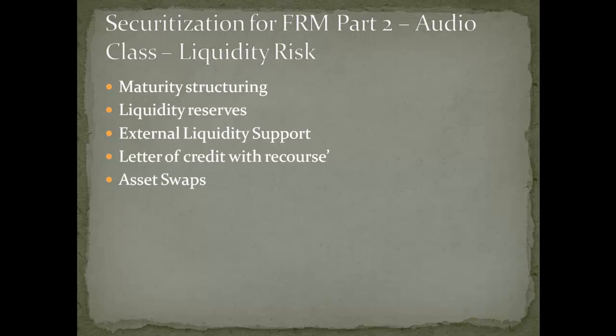Now, external support, which is the opposite of internal support, is obtained from outside, as the name suggests, and it's very similar to what we have been talking about, like the letter of credit or the swaps. Here we have the letter of credit with recourse that allows the SPV to draw a line of credit to continue to make promises to the investor. However, the originator and not the SPV is liable to repay the principal and the interest from all draws on the line of credit.